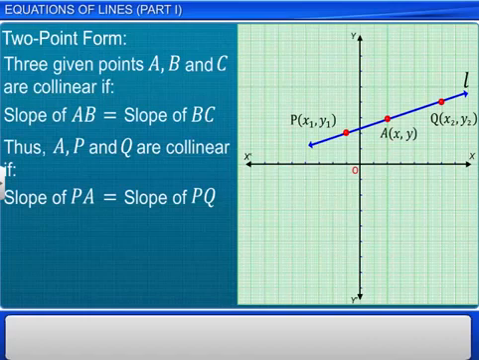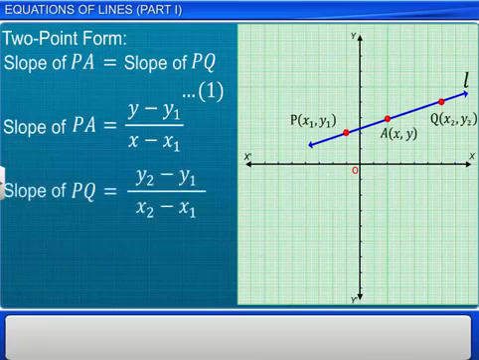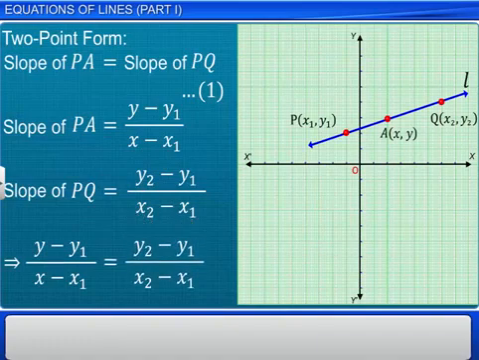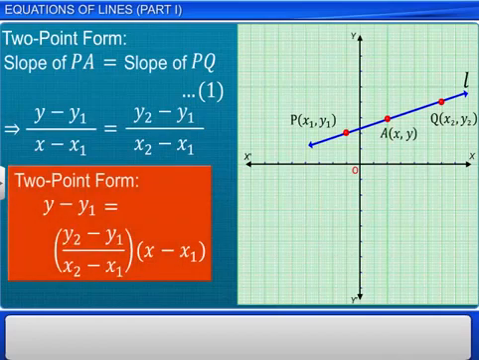Let this be equation 1. The slope of PA is given by (y - y1) upon (x - x1). Similarly, the slope of PQ is given by (y2 - y1) upon (x2 - x1). Let us put the values of the slopes of PA and PQ in equation 1. On simplifying, we get the two-point form of the equation of a line passing through the given points P and Q.